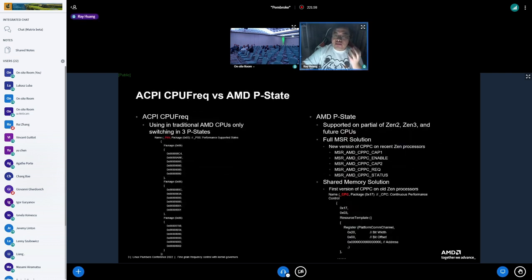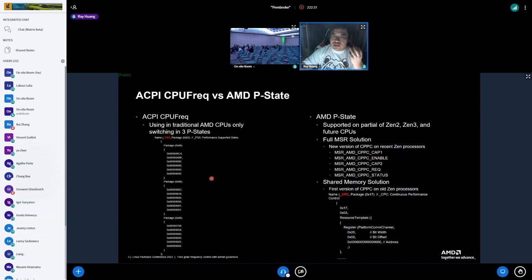And this is the comparison of the ACPI CPUFreq and the AMD P-state module. ACPI CPUFreq is using the three P-states, which are emulated in the _PSS object in the ACPI table by the system BIOS. So please look at this table down here. The _PSS object will have the frequency and the register entries for the ACPI CPUFreq driver.